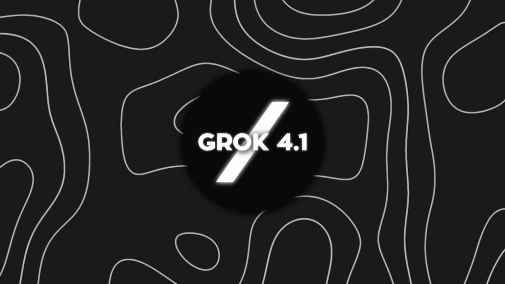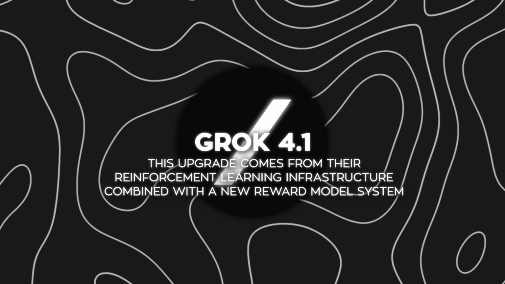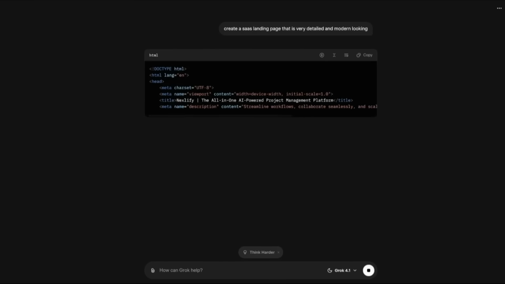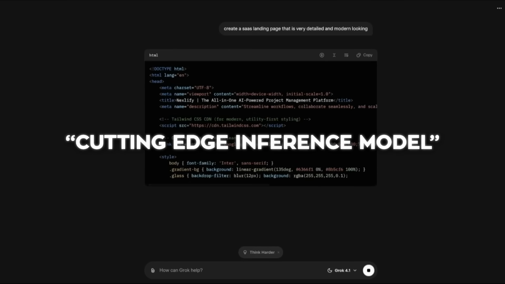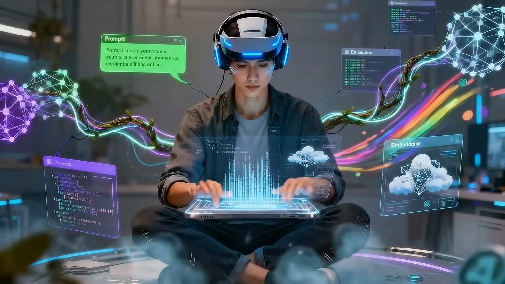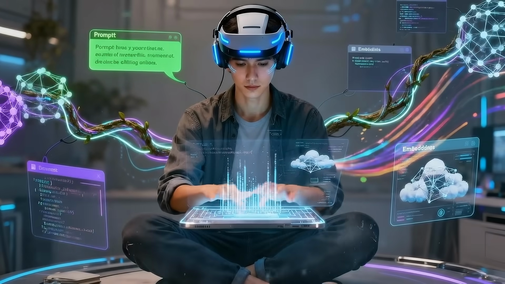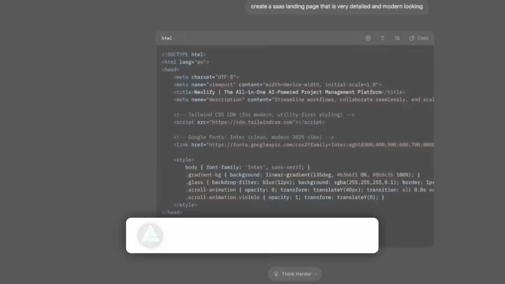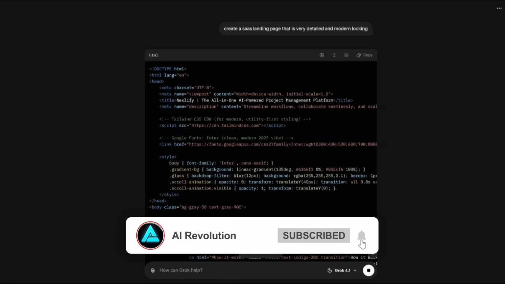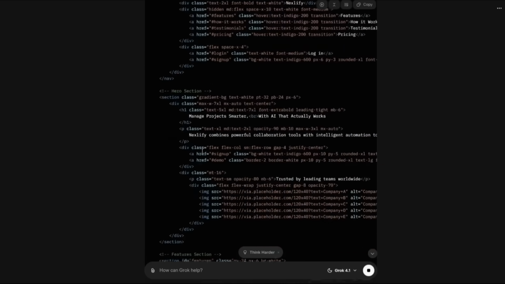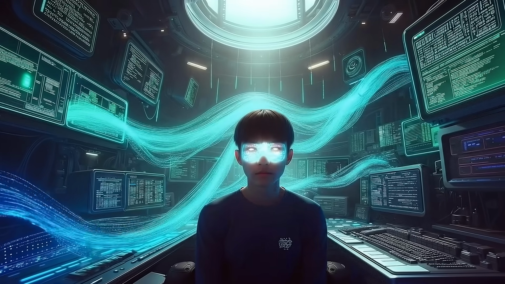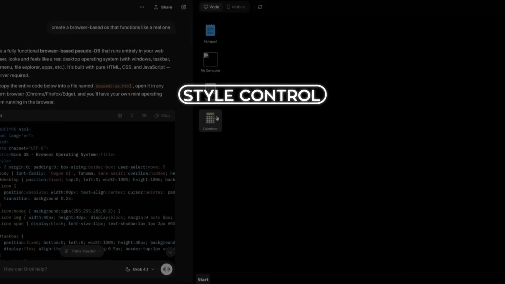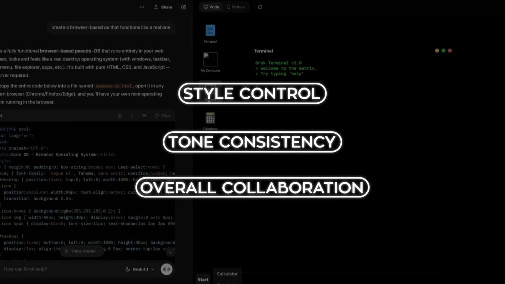According to xAI, this upgrade comes from their reinforcement learning infrastructure combined with a new reward model system. Grok 4.1 is using what they call a cutting-edge inference model as its reward model. So instead of relying heavily on human-written labels or traditional reward setups, they are letting the model self-evaluate more aggressively. When you read that, it sounds like they are turning the reasoning engines into supervisors for themselves, which is exactly the kind of step the industry has been predicting. Models training models, and it also helps with style control, tone consistency, and overall collaboration.